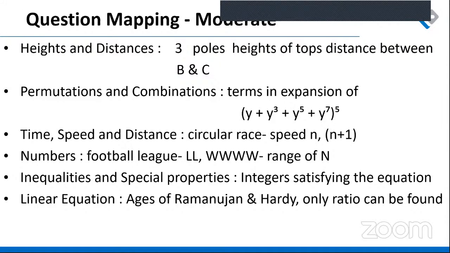Linear equation. Two people, maybe everybody knows the names Ramanujan and Hardy, both mathematicians. A question on their ages, they talk to each other. My age is this, your age is this, something like that. And you had to solve one equation, you have to solve two equations. Luckily, they turned out to be the same. So a very easy sort of a question on ages, linear equations.